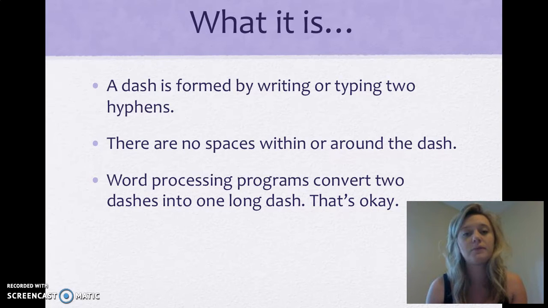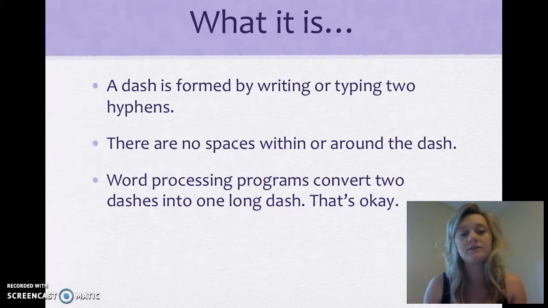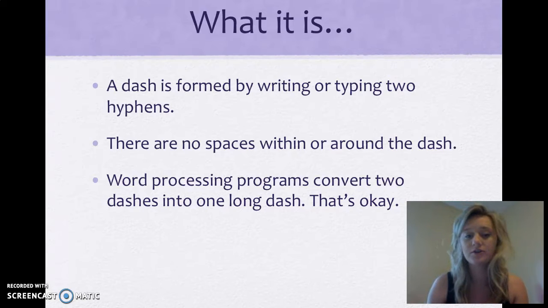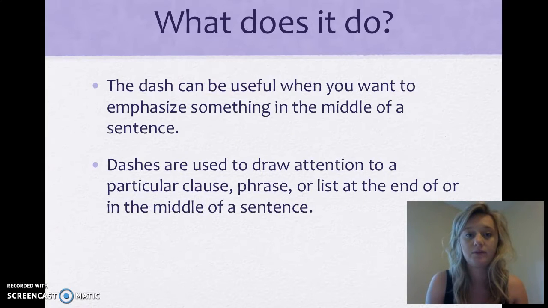A dash is formed by putting two hyphens together, and those are the smaller little marks that you see. And when you put two hyphens together a lot of times in the word processor, it'll make a longer dash. The dash is also known as the em dash. There are no spaces within or around the dash, and I will show you some examples of that on the next page.